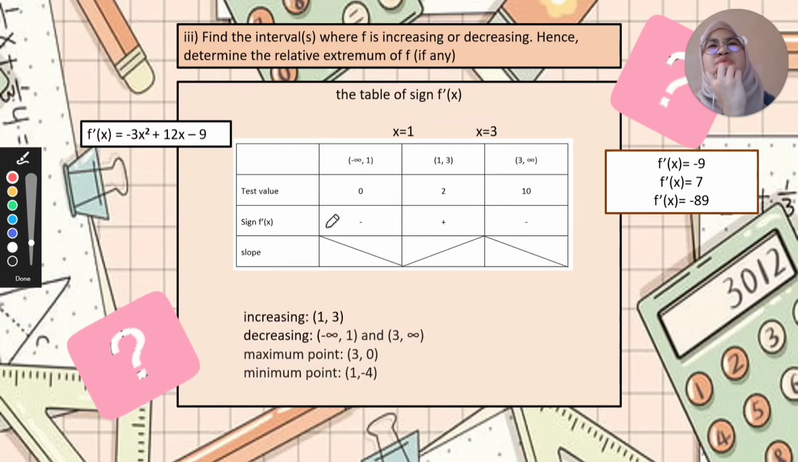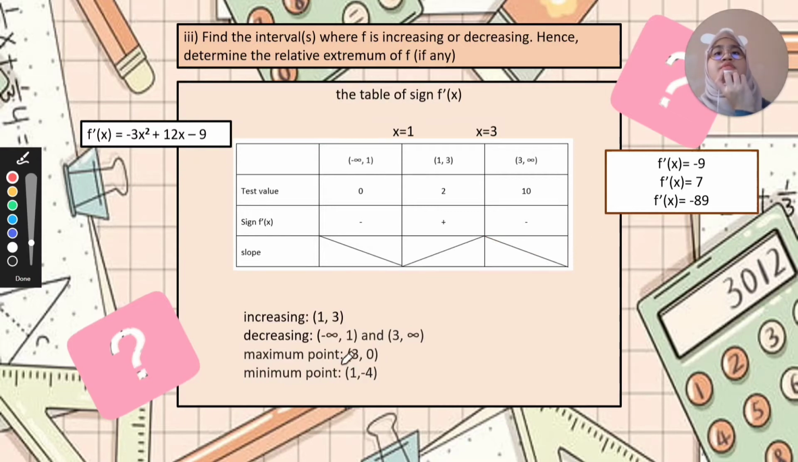So for the slope, why is the slope going down? Because it is negative. Same goes for this one. So this one is increasing because the answer is positive. This one is going down because the answer is negative.